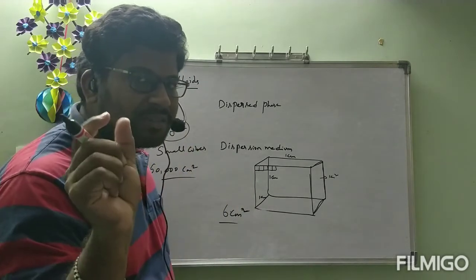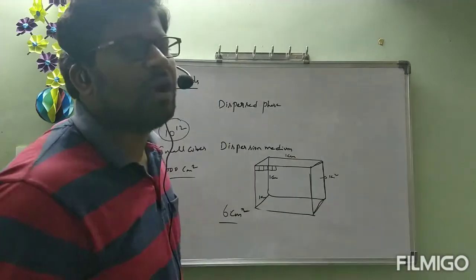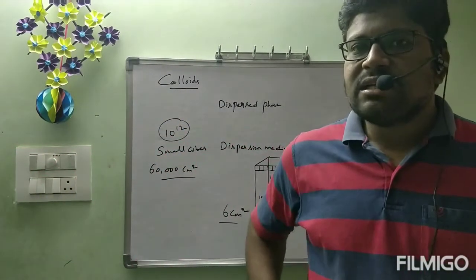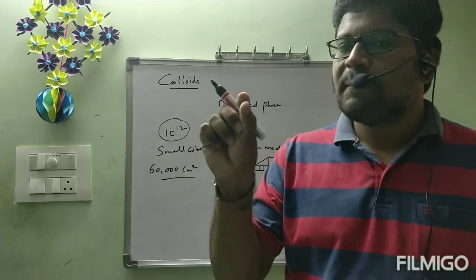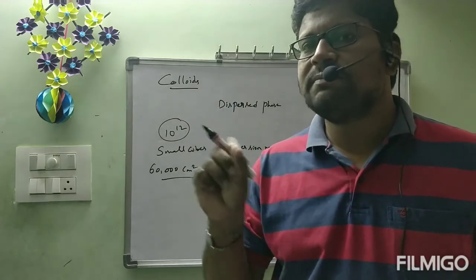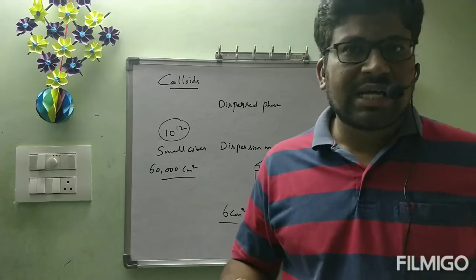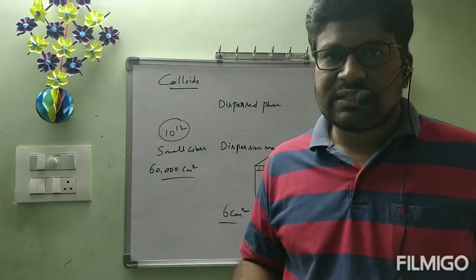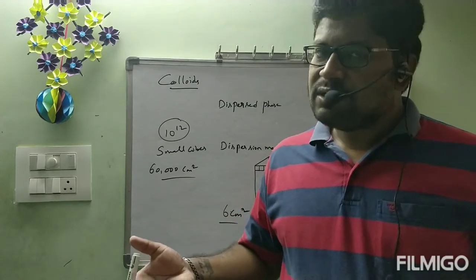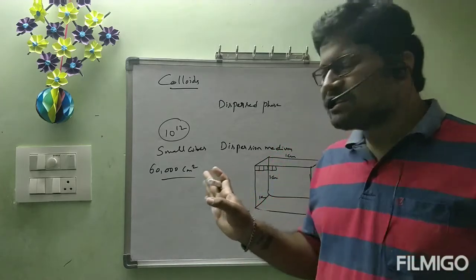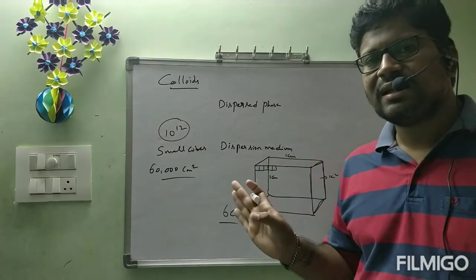Then imagine the small cubes we made, 10 power 12 cubes. The small cube size is matching with colloidal particle. That means that much colloidal particle will be that much big particle. Then colloidal particles have large surface area. With that large surface area, so many properties they will show. Those properties we are going to study. This mass is not that important; for your estimation only they give.